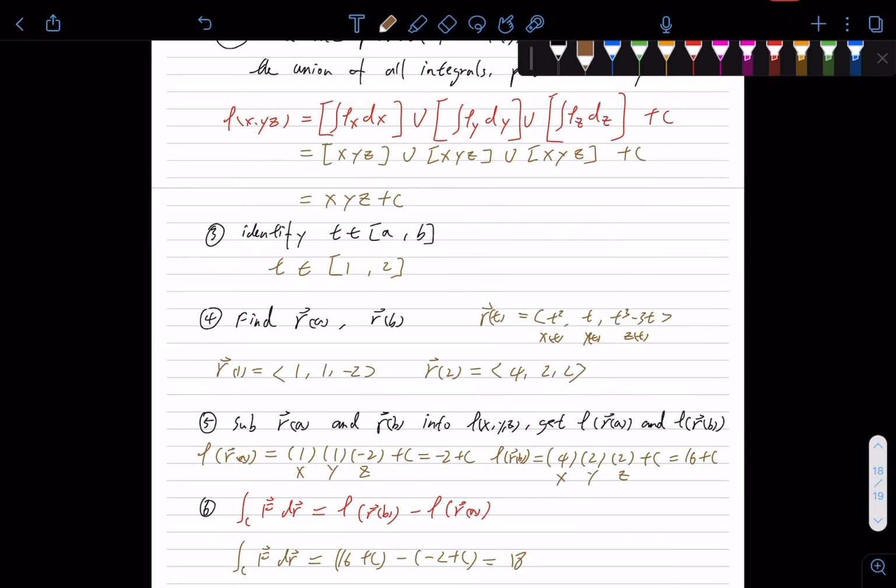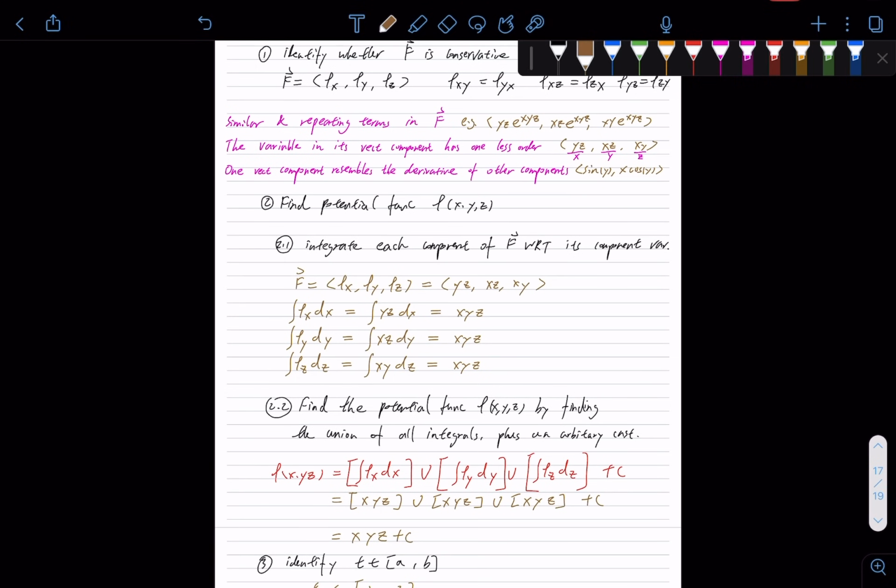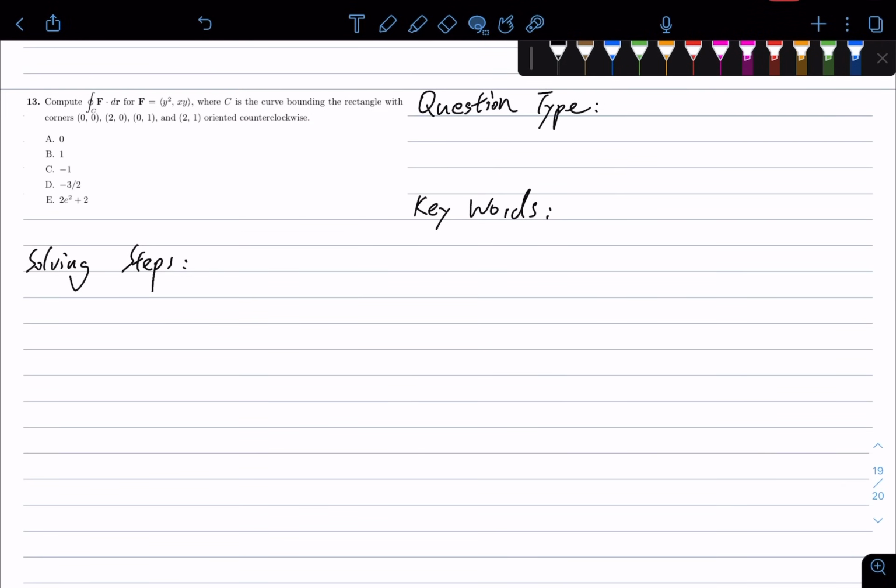So that is a shortcut to line integrals in vector field problems if and only if the vector field is conservative. Okay? Question number 13. Compute the following line integral for F where C is the curve bounding the rectangle with the 4 corners, oriented counterclockwise. So what type of question is this? This is a Green's theorem problem. Particularly, it's a Green's theorem in circulation form. So how do I know that? Okay, let's go and write it down.